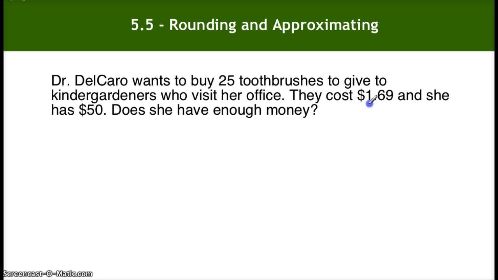I'm going to take a look at this. This is the number that's either going to change or stay the same. So let's take a look at the 6. It's greater than 5, so I'm going to bump this up. They cost less than $2, but for the sake of this problem, call them about $2. If we multiply 25 times 2, what do we get? Yep, we get $50. So that's really close. Does she have enough? The answer is yes, she does, because let's look at the real cost. The real cost is actually much less than $2. So she will have enough money to purchase 25 toothbrushes.